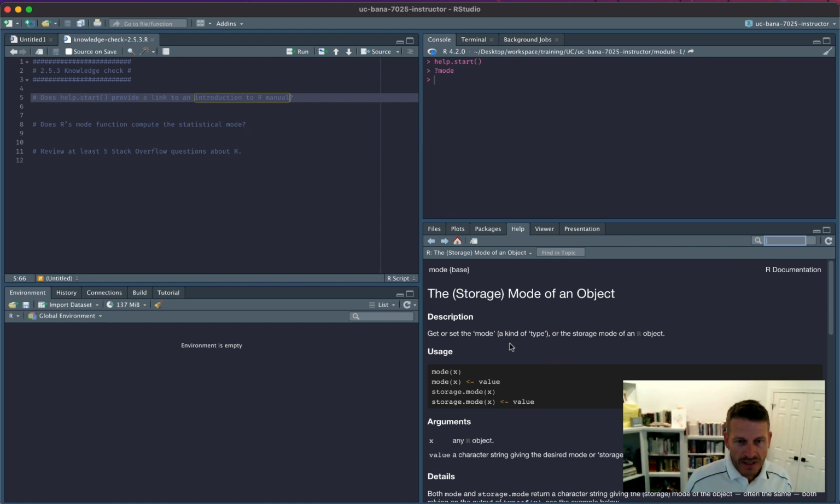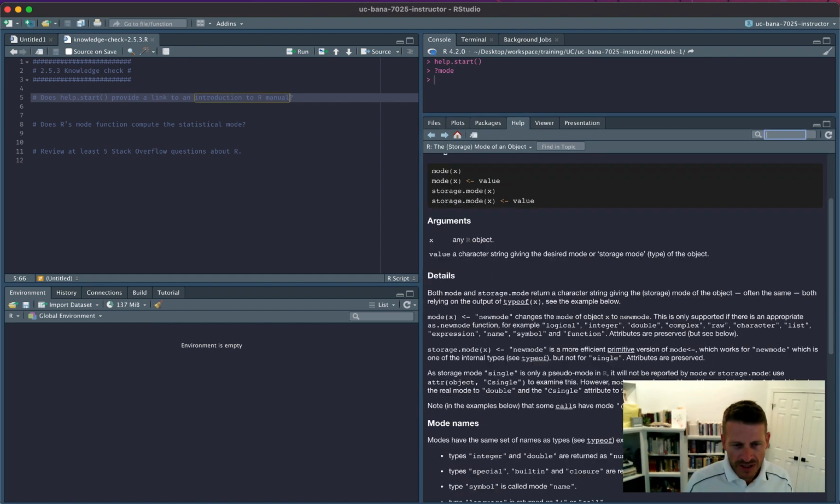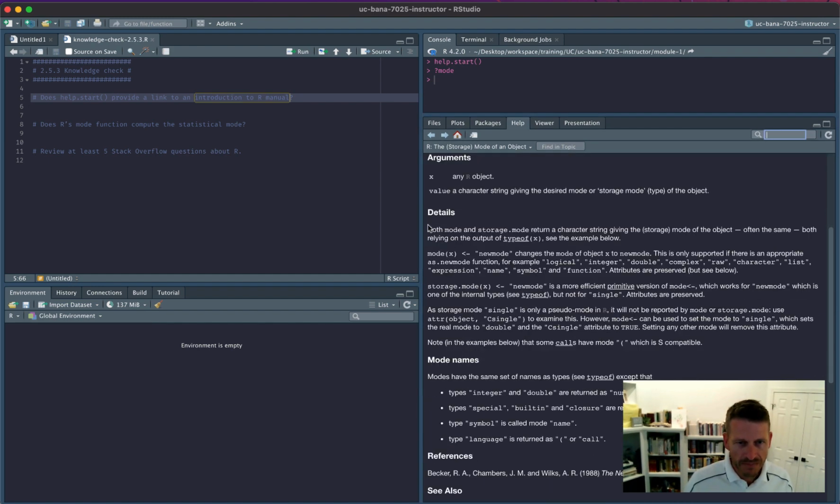And here we see the storage mode of an object. So it says get or set the mode, a kind of type, or the storage mode of an R object. And if you want to read some more details, you can get more into what this mode is doing. But at the end of the day, it is not computing the statistical mode.